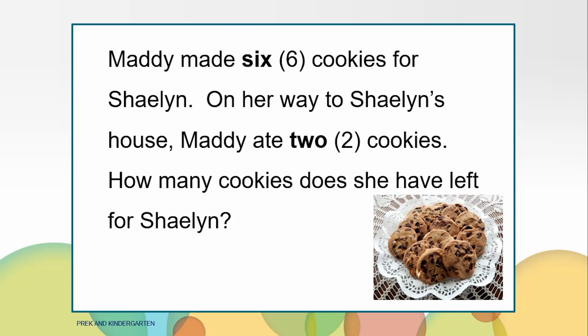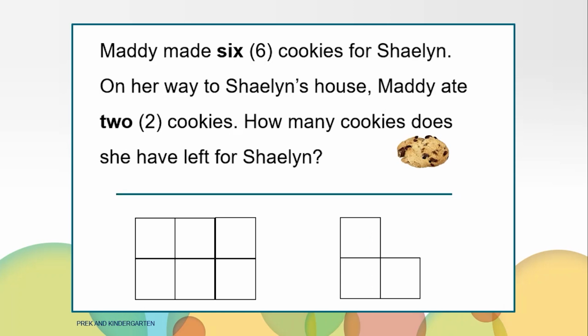We have a question. We get to figure out how many cookies she has for Shaylin now. The first thing you need to figure out is which number mat you should make. A number 6 mat or a number 3 mat. Remember what the story said. Maddie made 6 cookies. So the total number of cookies is 6.